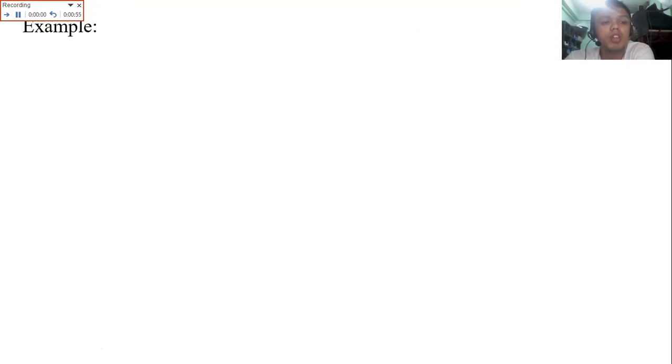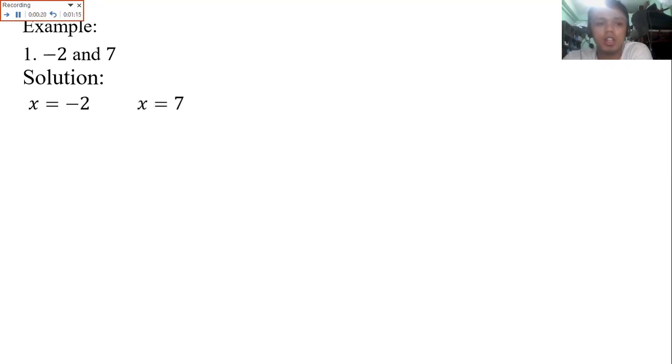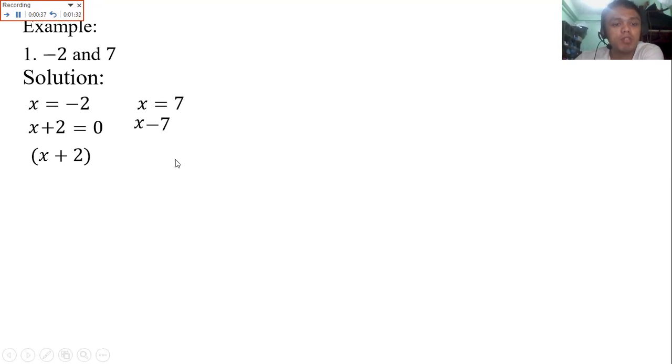Example, we have here -2 and 7. Find the quadratic equation given the roots -2 and 7. So first thing to do, we have here x equal to -2. Automatic yan kasi nga roots sila eh. Automatic yung x equal to -2 and equal to 7. Then now, we will transpose -2 to the other side, magiging x plus 2 equal to 0. Then, enclose it in parentheses para maging factor siya. Sunod, transpose 7 to the other side, magiging x minus 7 equal to 0. Then, enclose it in parentheses para maging factor din.